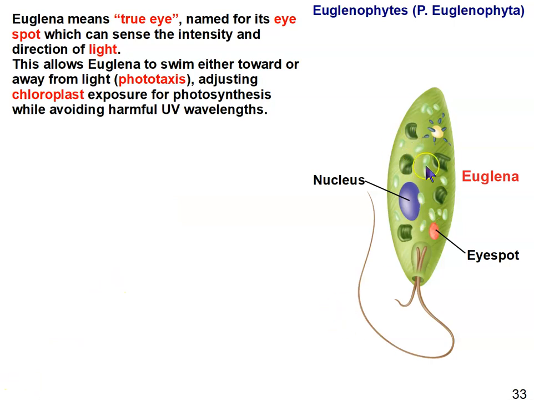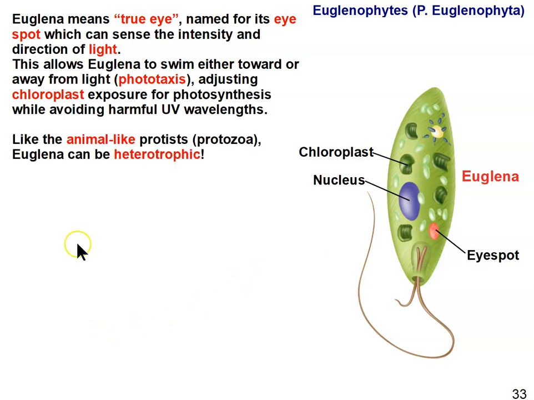So in the diagram here, the chloroplasts are these guys. And they look a little different than the chloroplasts we've seen in other diagrams. So different species can have their chloroplasts be somewhat different, have evolved to become a little bit different. Like animal-like protists, the protozoa, in other words, Euglena can be heterotrophic.